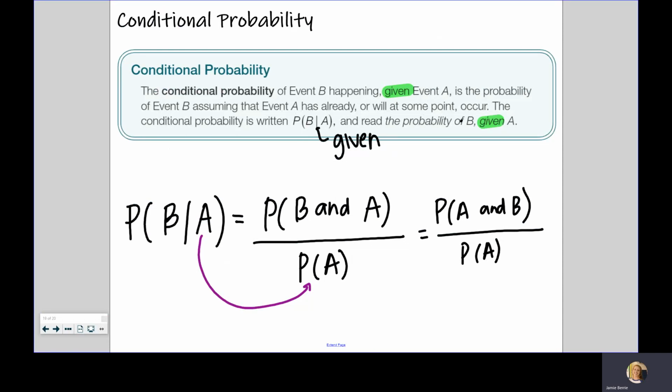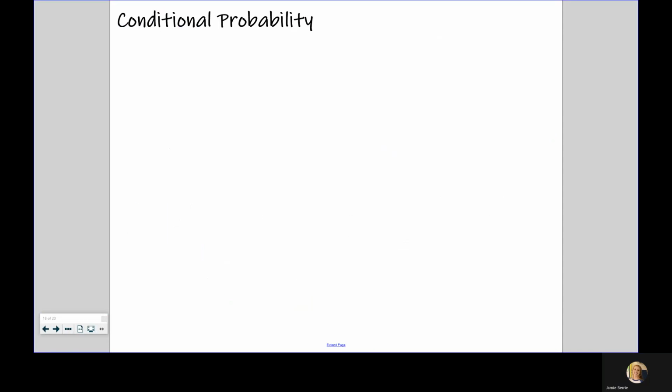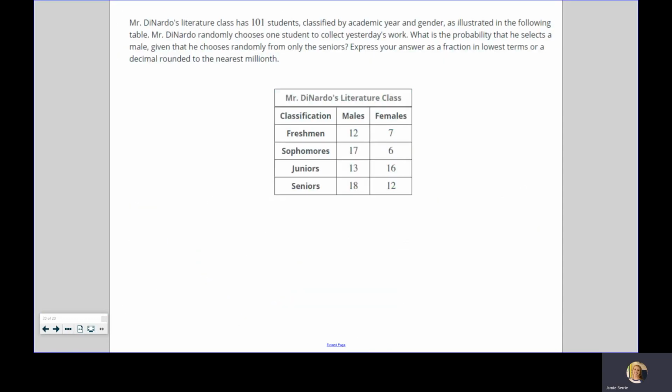All right, so let's look at a problem where we're dealing with conditional probability. Last one was number 6, so this is number 7. Mr. DiNardo's literature class has 101 students classified by academic year and gender as illustrated in the following table. Mr. DiNardo randomly chooses one student to collect yesterday's work. What is the probability that he selects a male given that he randomly chooses from only the seniors? Express your answer as a fraction in lowest terms or as a decimal rounded to the nearest millionth.